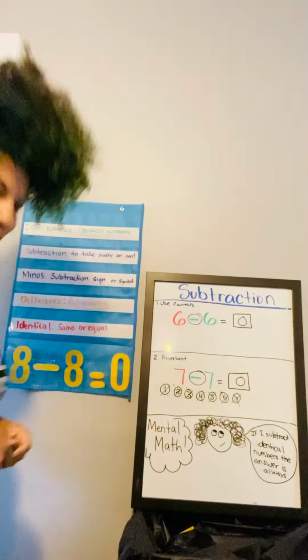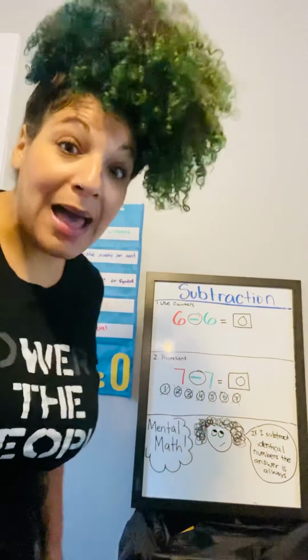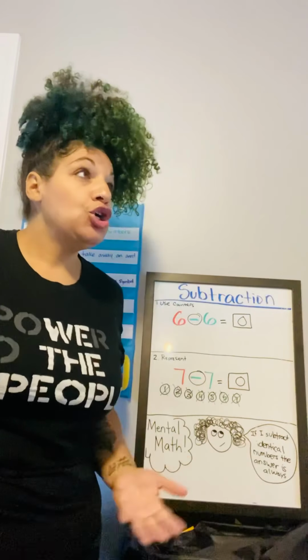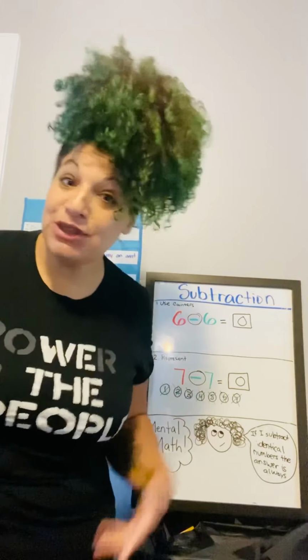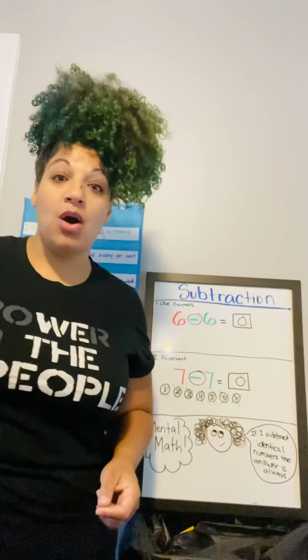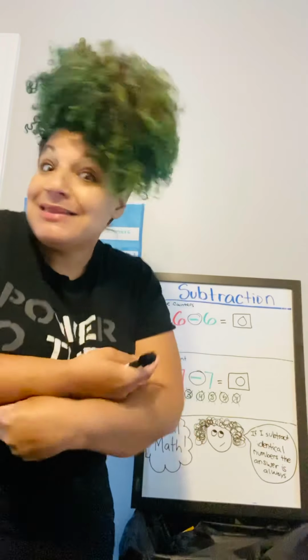Let's try it. 8 minus 8 equals, you got it, 0. It doesn't matter how big the number is. 275 minus 275 is 0. 1 minus 1 is 0.